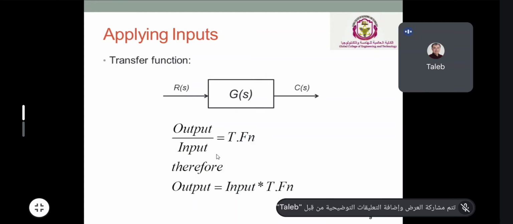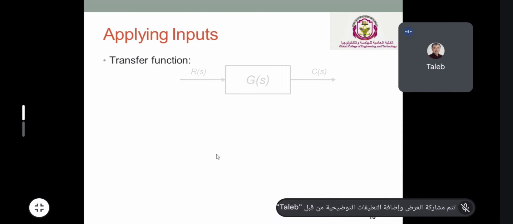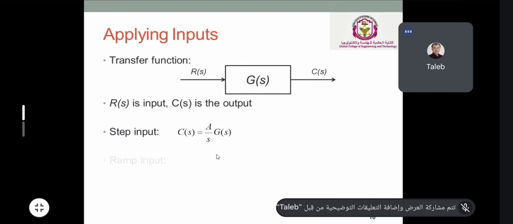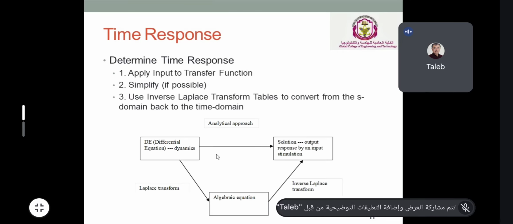We have the input in the Laplace domain, we have the system models in transfer function format, then the output will be the input times the transfer function. So here, for the first type, the step, we have A over s times G of s. G of s is given as a system model, or you should find it before. And then the time response is just to find the inverse Laplace transform.